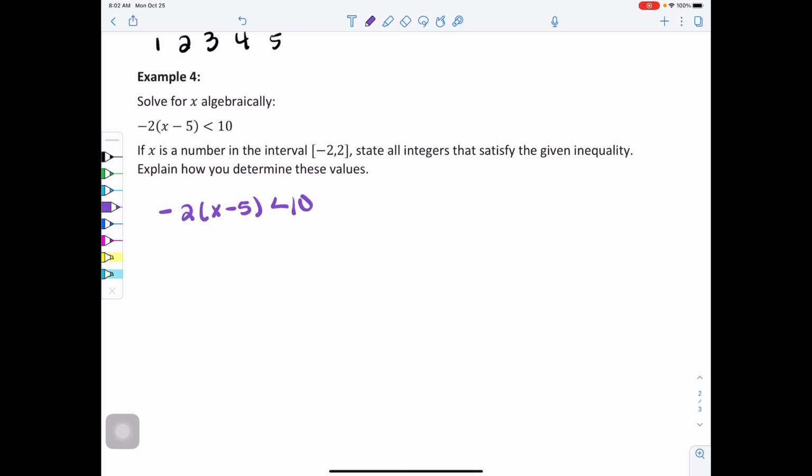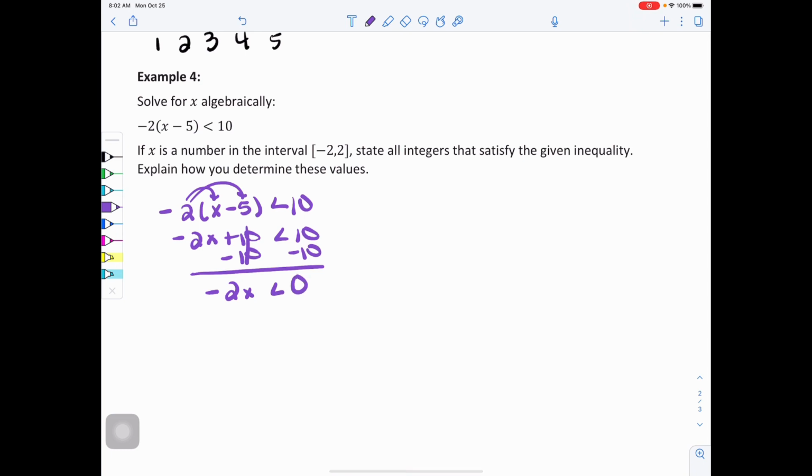I'm going to follow all my same steps for solving an equation. So I'm going to look for distributive property. I see it, so I'm going to take that -2 and distribute it through. I get -2x plus 10 is less than 10. Then I'm going to undo addition or subtraction because I do not see any like terms, nor do I see variables on both sides. So I'm going to get rid of adding 10 by subtracting 10. And I get -2x is less than 0.